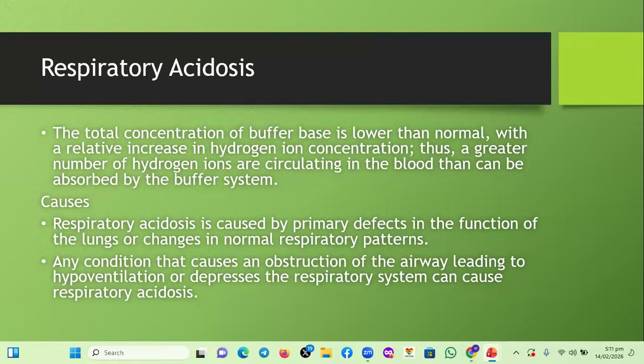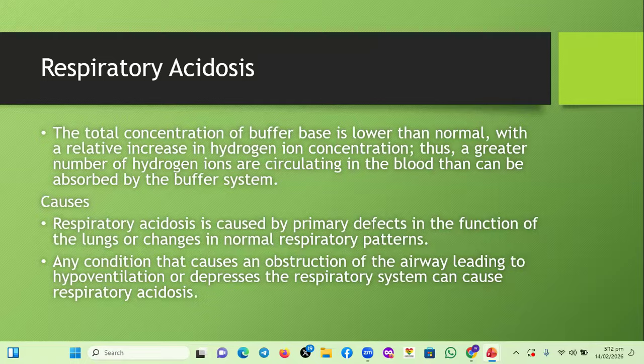So when we talk about respiratory acidosis, we mean the total concentration of buffer base is lower than normal, with a relative increase in what we call hydrogen ion concentration. That's a greater number of hydrogen ions circulating in the blood than can be absorbed by the buffer systems, and so it is acidosis. We say that acid is determined by the number of hydrogen ions in the body. So if someone is having respiratory acidosis, it means the individual has more hydrogen ions than base in the system.